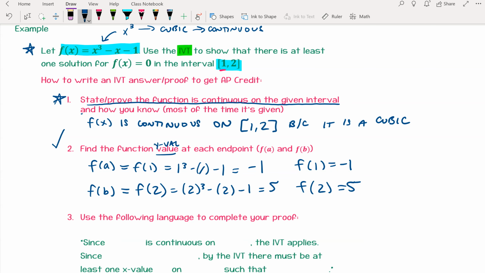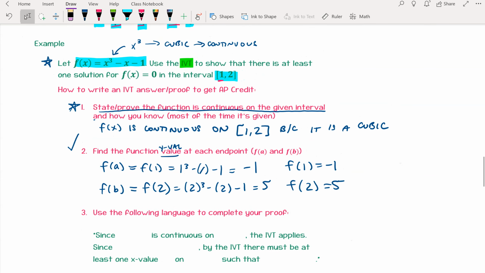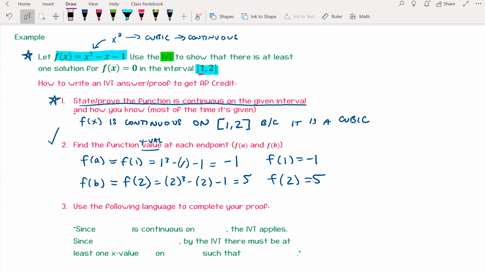Now let's go to step 3. This is the weird part. This is the part that's kind of stressful for a lot of students. Use the following language to complete your proof. AP is strict about how you write your answer, so we're going to almost memorize how to write it. Here we go. You're going to write this every time. This is your conclusion.